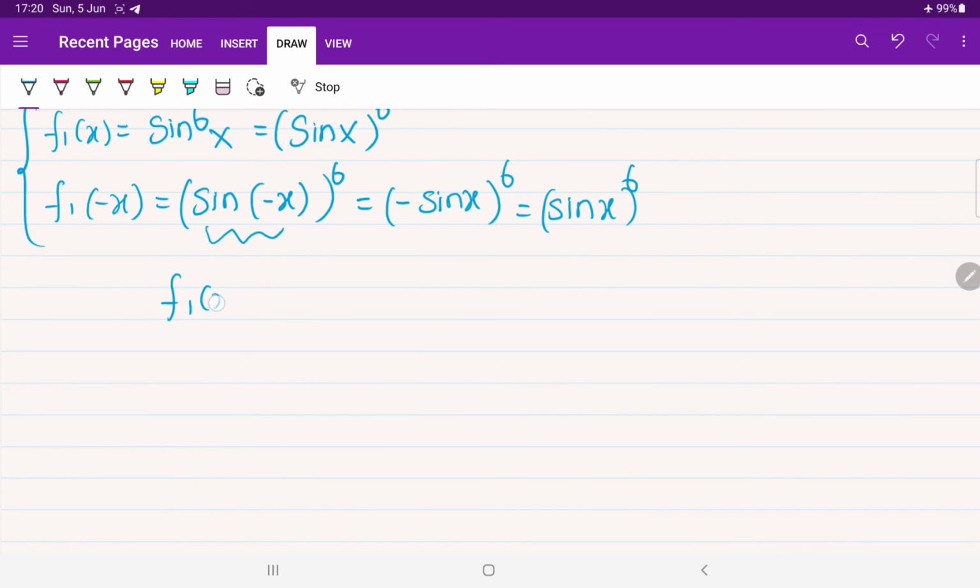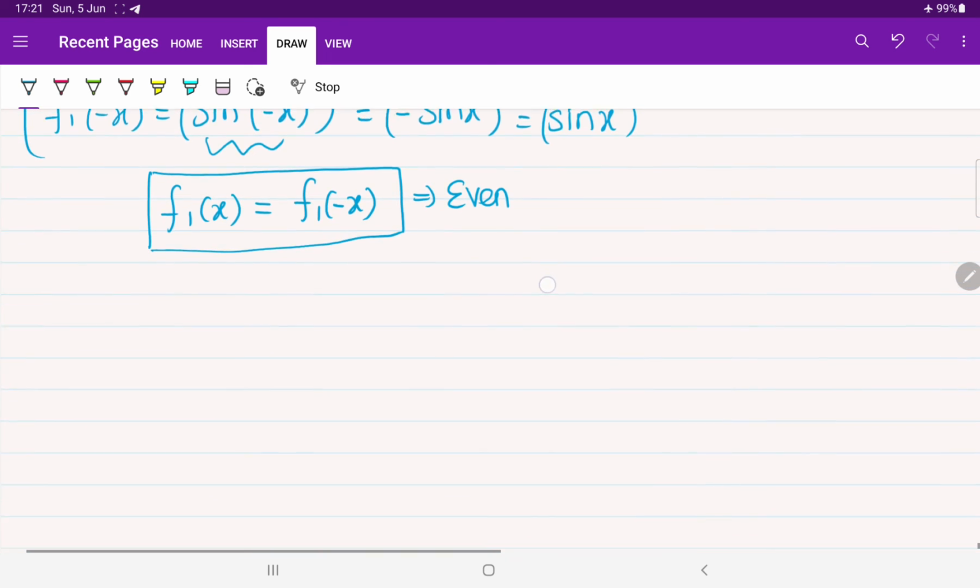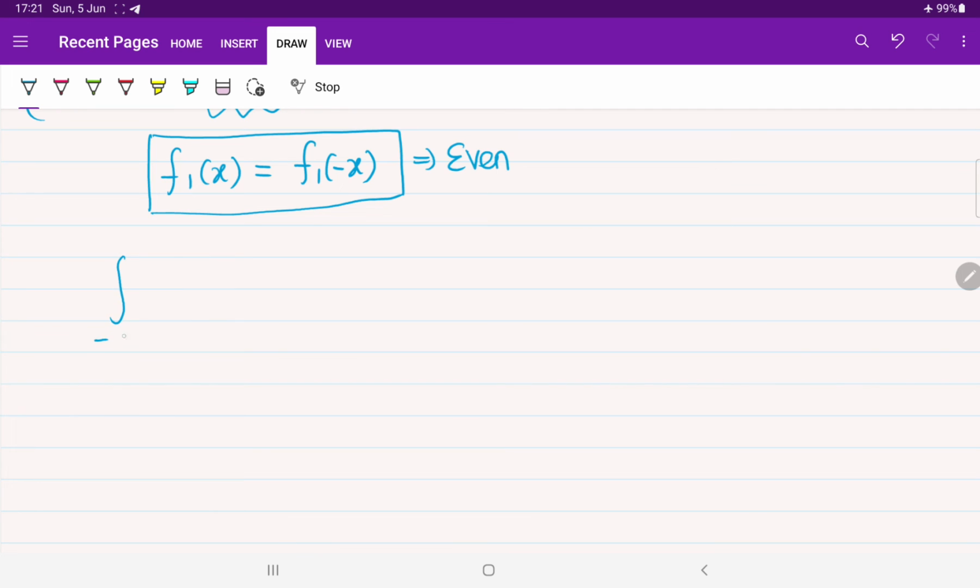When f1 of x and f1 of minus x are equal, that function is defined as an even function. So if your function is an even function, then the integral from minus a to plus a of sine power 6x dx can be further written as 2 times the integral from 0 to a of sine power 6x dx. That is the answer for the first one.